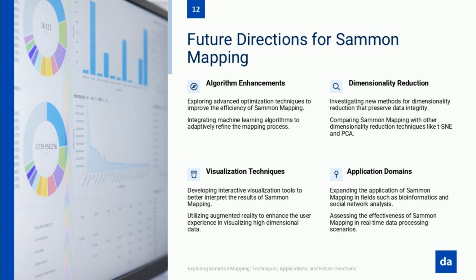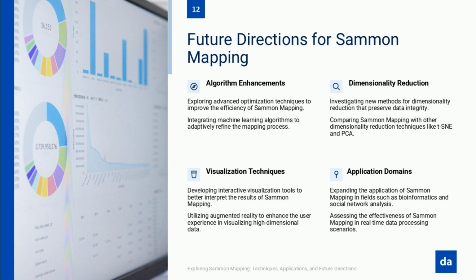Researchers are also exploring ways to parallelize the Sammon mapping optimization process. Given the rise of high-performance computing and GPU acceleration, distributing the computational workload across multiple processors could make it feasible to apply Sammon mapping to much larger datasets. This would open the door for real-time applications in fields like finance, cybersecurity, and big data analytics.